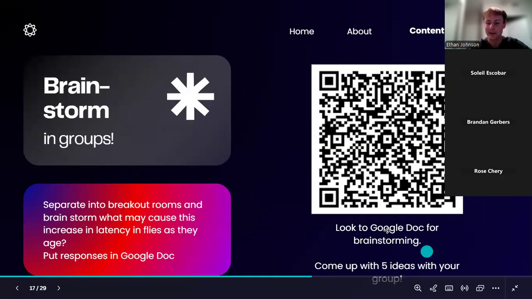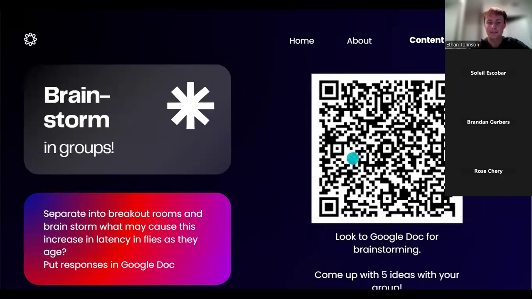So let me get some breakout rooms set up. We'll do four of them. And when you're in your breakout room, go ahead and scan this Google Doc and put your ideas down there. Try and come up with at least five ideas. So we'll be gone for about, let's say, 5 minutes. And I'll be popping throughout the rooms to check. And then we'll come back and see what we got. Okay, all the rooms should be open.